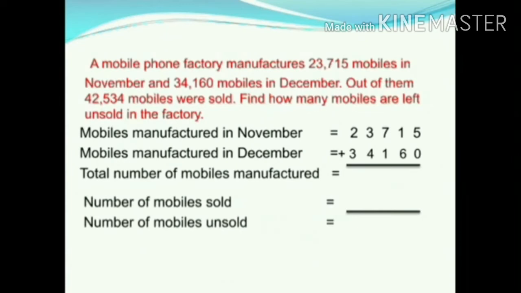Mobiles manufactured in December is 34,160. Now we will find out the total number of mobiles manufactured. Now we will add 23,715 and 34,160. First we should add the digits in the units place. They are 5 and 0. 5 plus 0 equal to 5. So we will write 5 in units place.